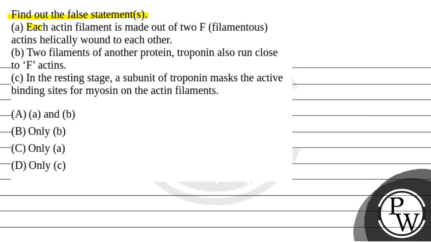First statement दिया हुआ है each actin filament is made out of two F filamentous actins helically wound to each other. Second sentence दिया हुआ है two filaments of another protein troponin also run close to the F actins. और third option दिया हुआ है in the resting stage a subunit of the troponin masks the active binding sites of the myosin on the actin filaments.